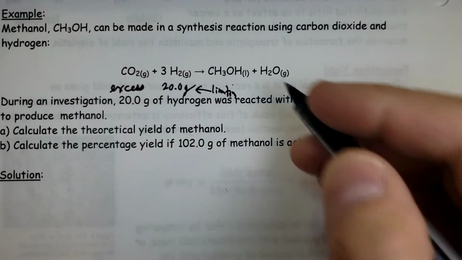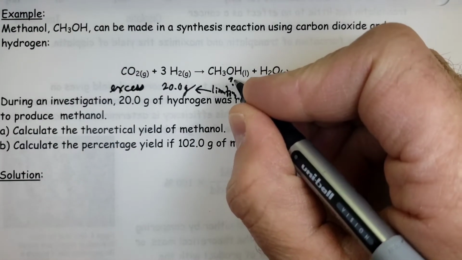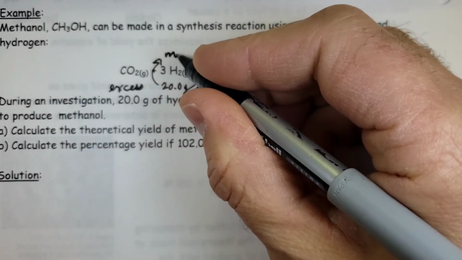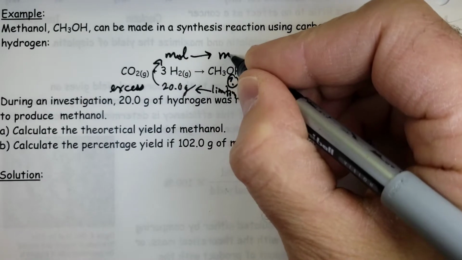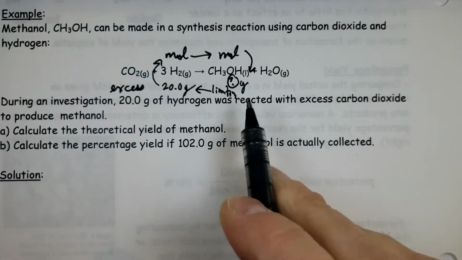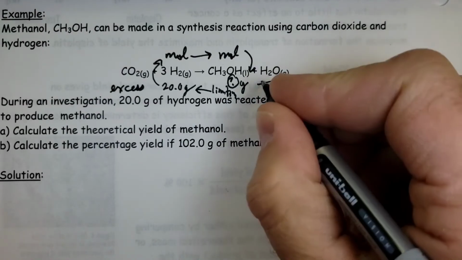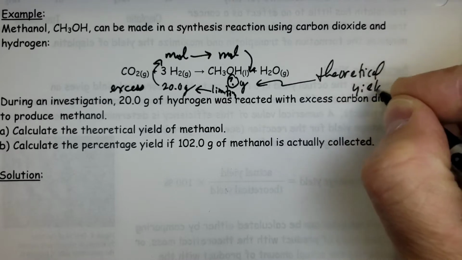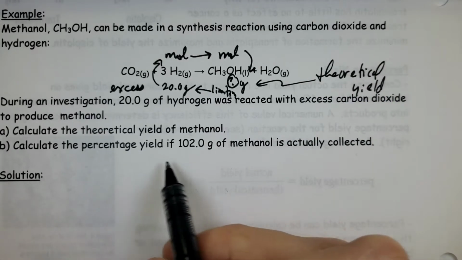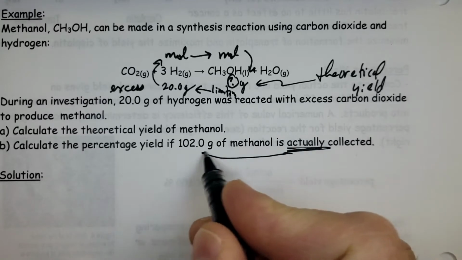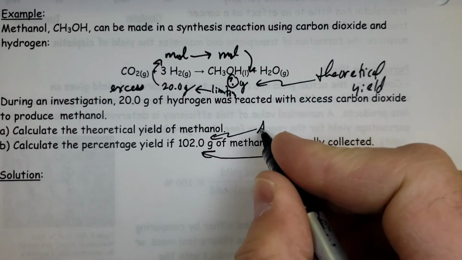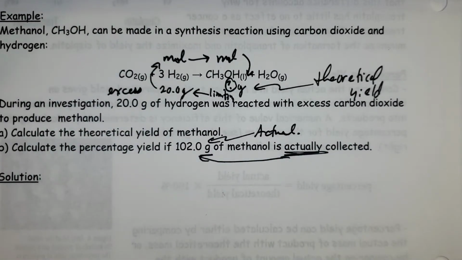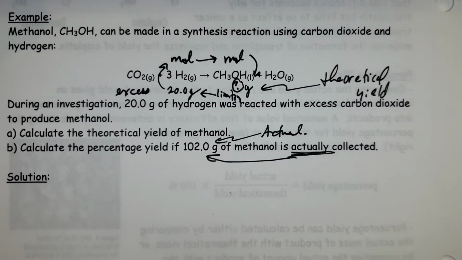So calculate the theoretical yield of methanol. We're going to figure out how much of this we should get. Just like before, we have to figure out how many moles this is, then go from moles to moles, then figure out how many grams I should get. That's going to be the theoretical yield. Then calculate the percentage yield if this is what I actually get in the experiment. So there's the actual. We have to figure out the theoretical yield, and then from there figure out what the percentage yield is going to be.